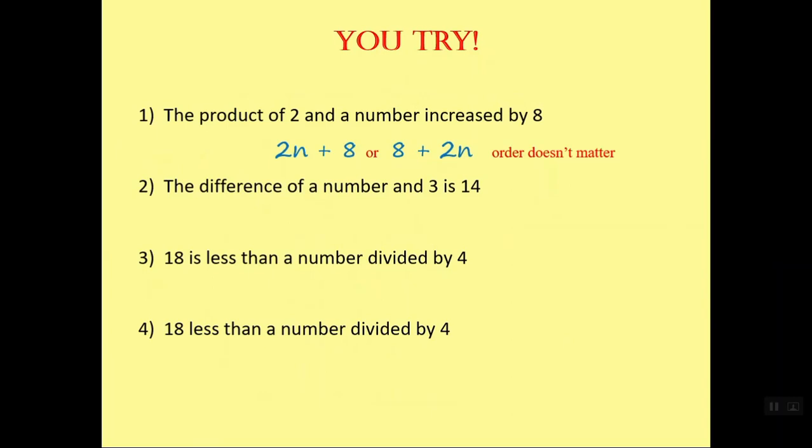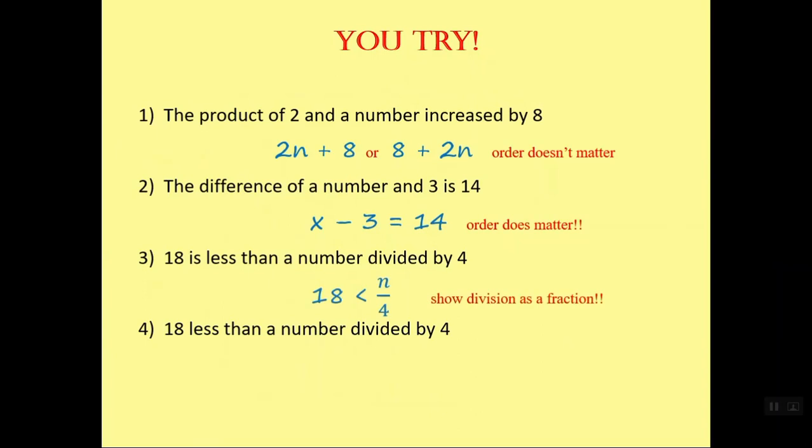Number 2, the difference of a number and 3 is 14. Difference means subtraction. The number and 3 means you write it in the order with the variable first and then subtracting the 3. Is our equal sign, 14. The order does matter. If you wrote 3 minus x, you need to fix it and put it back to x minus 3.